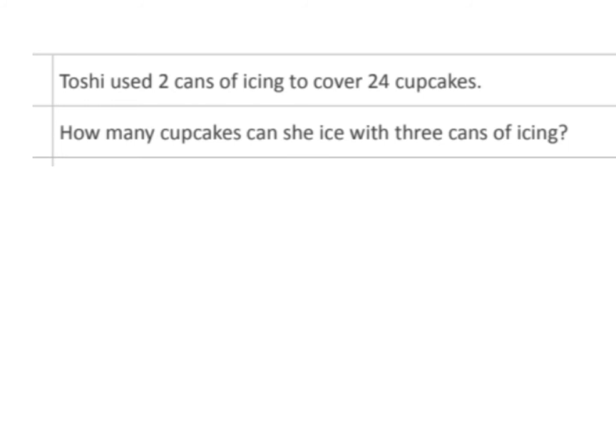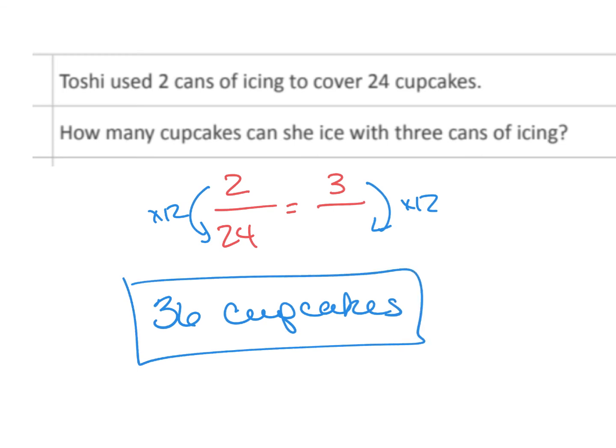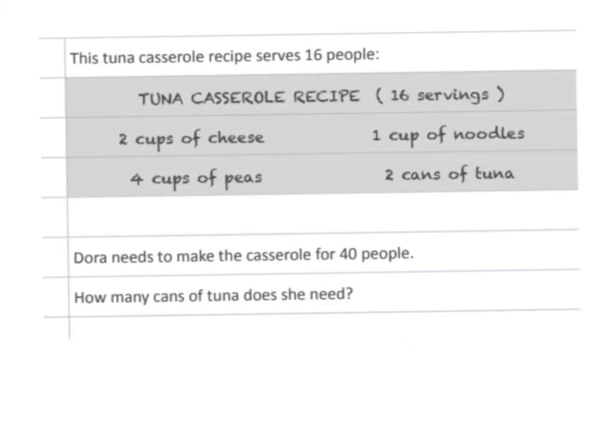So we're going to do the same thing. Toshi used 2 cans of icing to cover 24 cupcakes. How many cupcakes can she ice with 3 cans of icing? So I'm just going to do it the easy way. 2 times 12 is 24. So 3 times 12, she can frost 36 cupcakes. And again, these are all word problems, so I have to make sure we have a label.